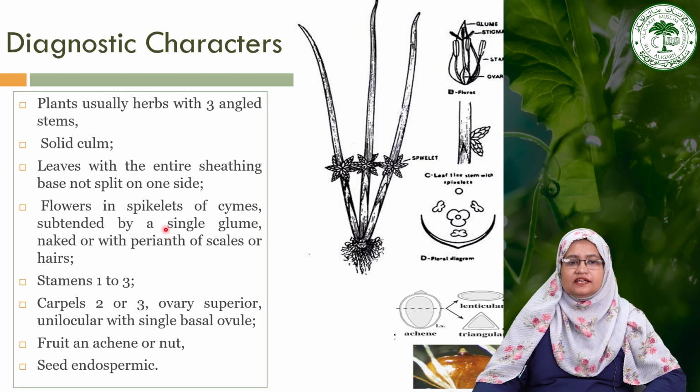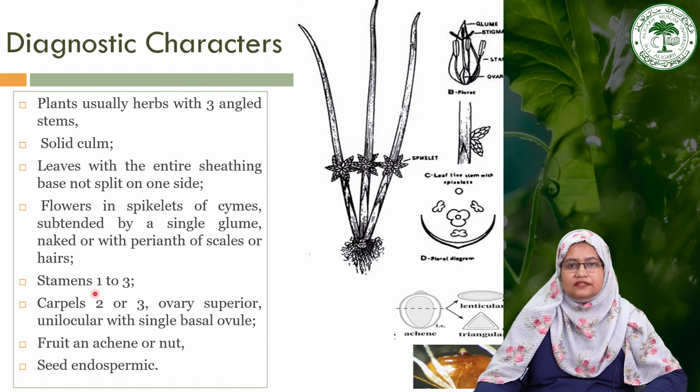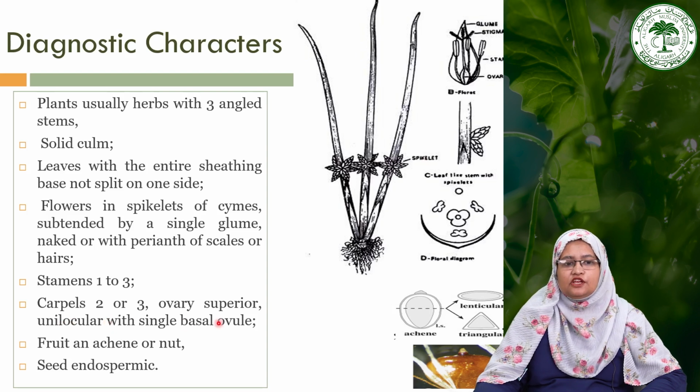And the flowers are arranged in spikelets or cymes and subtended by a single glume, and may be naked or with a perianth of scales or hairs. So the perianth is quite reduced or maybe absent, and the stamen number varies from 1 to 3 in general, but sometimes may be 6. Carpels also vary from bicarpellary to tricarpellary. Generally the ovary is superior, unilocular with a single basal ovule.